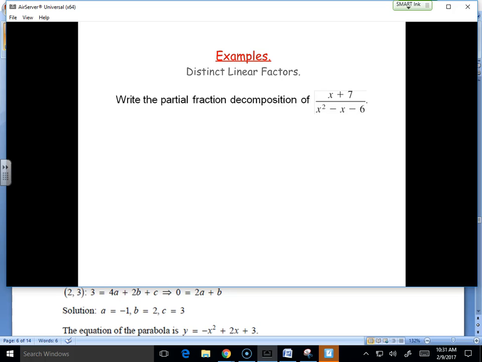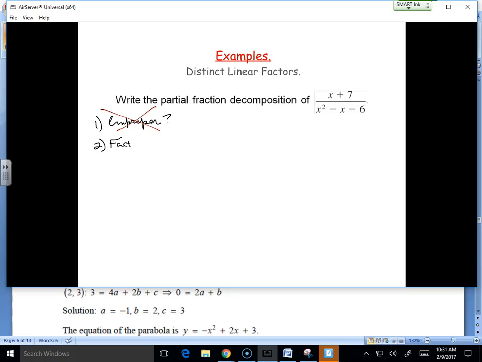Step number 1. We ask ourselves the question, is it improper? What would you guys answer? Is the top degree higher or equal to the bottom degree? What do I mean by degree? What's the degree of the top? 1, because the highest exponent of x is 1. What's the degree of the bottom? 2. Okay, so is the top higher or equal to? No. Nope. So do we even worry about step 1? Nope. Step 2.